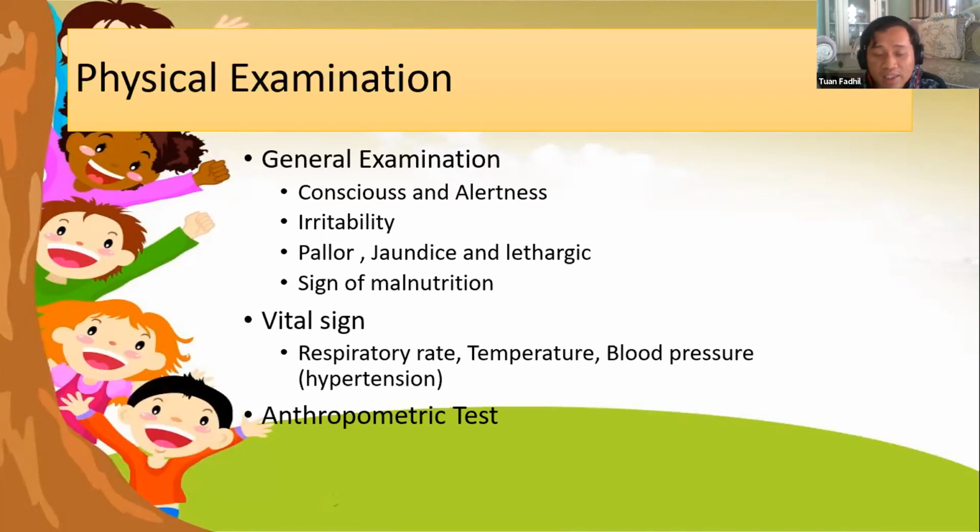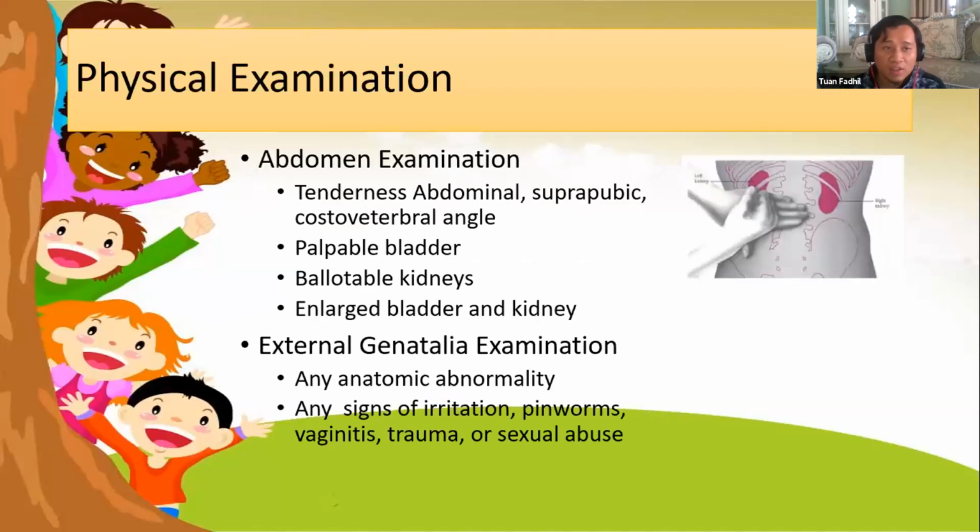So for the vital signs, we need to know the temperature first, because we need to know whether they have a fever for the infection. Also the blood pressure, because it may lead to hypertension, and also the respiratory rate. The anthropometric test is also important in the physical examination. It is not only for UTI, maybe for all cases, we need to have the anthropometric test.